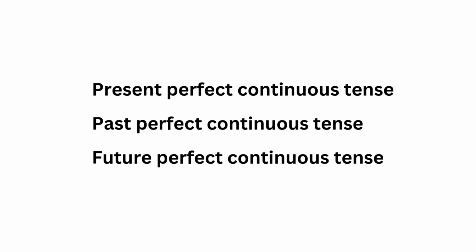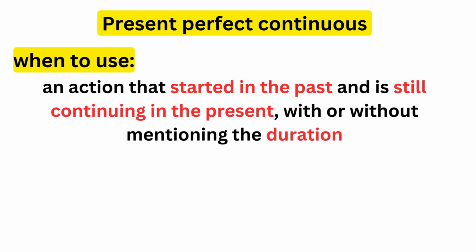In this video, we are going to learn about the present perfect continuous tense, past perfect continuous tense, and future perfect continuous tense. The present perfect continuous tense is used to describe an action that started in the past and is still continuing in the present with or without mentioning the duration.